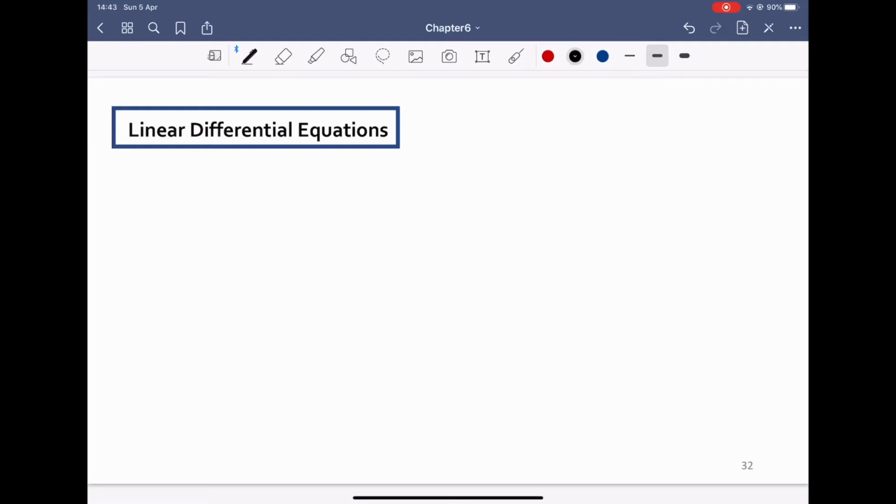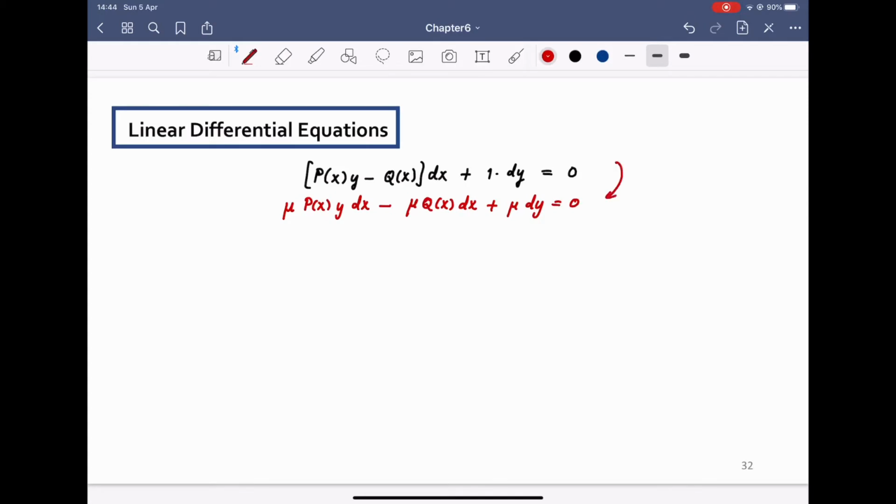Now we come back to the original differential equation, (p(x)y - q(x)) dx + 1 dy = 0. Once you multiply by the integrating factor mu, you have mu p(x) y dx - mu q(x) dx + mu dy = 0. Then I'm going to move mu q(x) dx to the right hand side. So I have mu p(x) y dx + mu dy = mu q(x) dx.